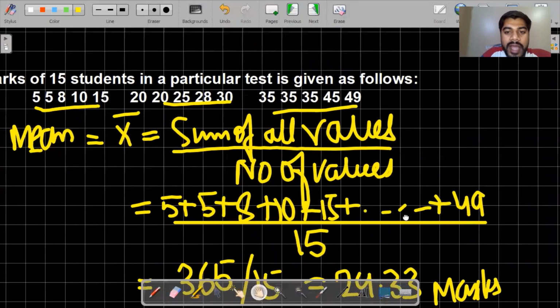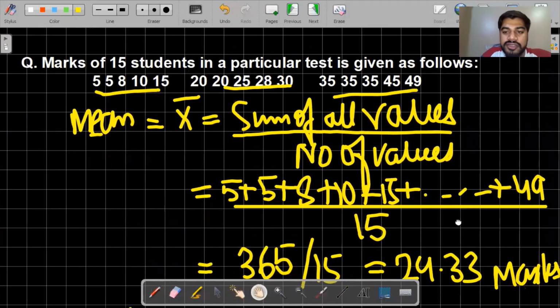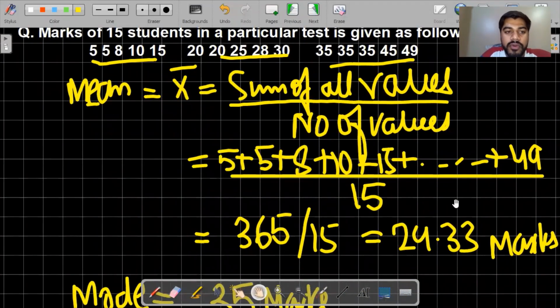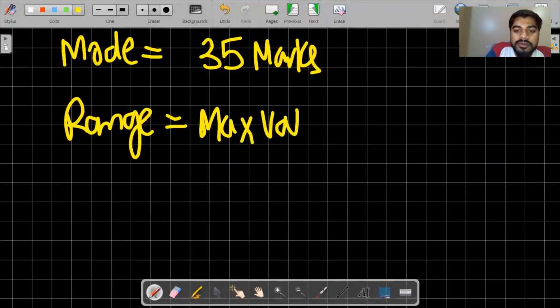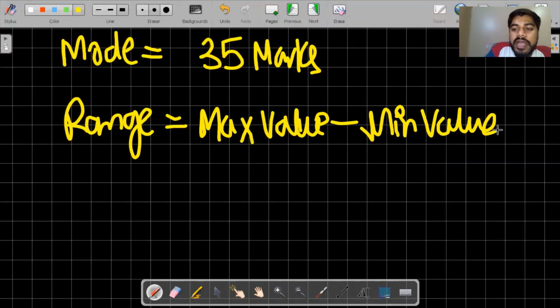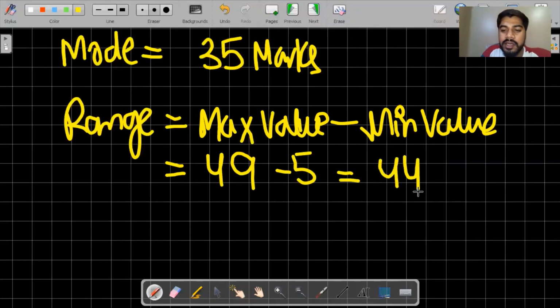So maximum value minus minimum value will give us the range in the following condition. That comes out to be 49 minus 5. First of all, I'm writing the formula for your own understanding: maximum value minus minimum value. So 49 minus 5 comes out to be 44. So it means the spread of the following data is among 44 values.